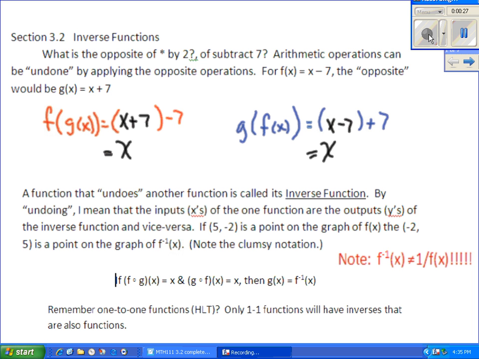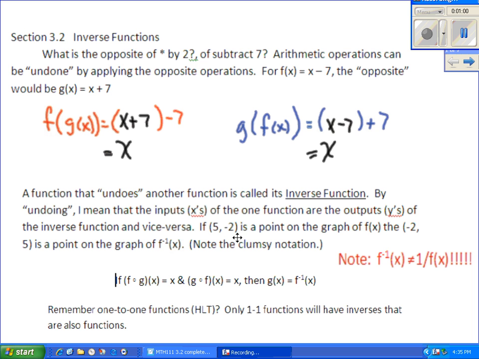So for example, the opposite of x subtract 7 is going to be x plus 7. Looking at it algebraically, if we take f of g of x, substituting the g function into the f function, we get x plus 7 subtract 7 gets us back to x. G of f of x equals x subtract 7 plus 7 gets us back to x. So these functions are undoing each other. That's what we call an inverse function. The inputs of one are the outputs of the other, and vice versa.